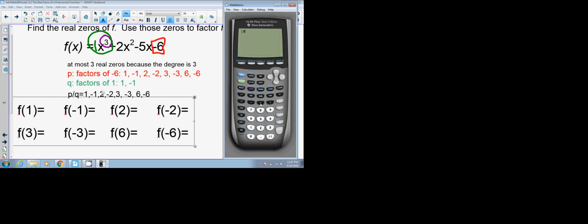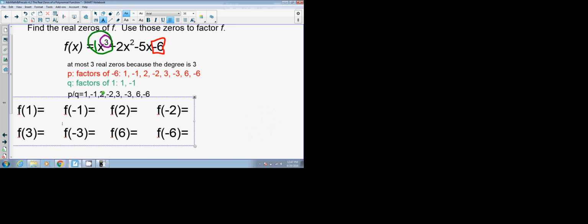So I have 1, and inside parentheses I have that 1 raised to the third. Then I have plus 2, and in parentheses I have 1 squared. Then I have minus 5 times 1 minus 6. Notice you can type it in all at once. There's nothing wrong with doing that. It gives me a value of negative 8. So I know f of 1 is negative 8.